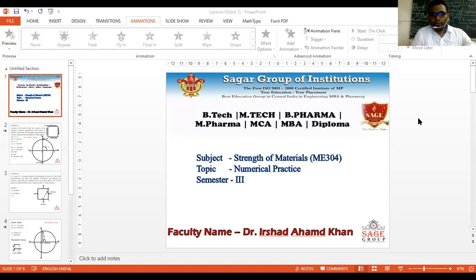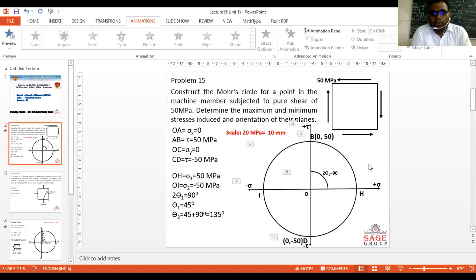Today we are going to discuss a few numericals based on the Mohr circle. So let's see the first numerical. Today's first numerical is like this.